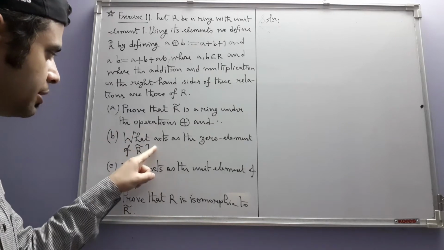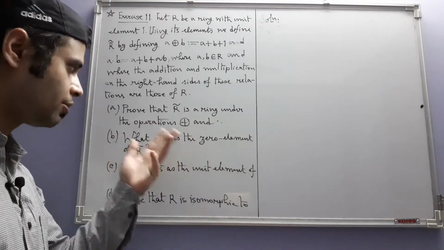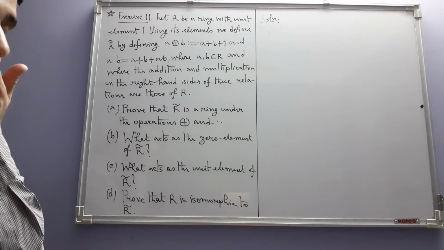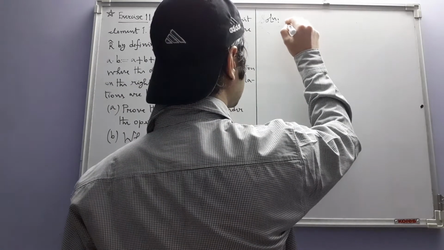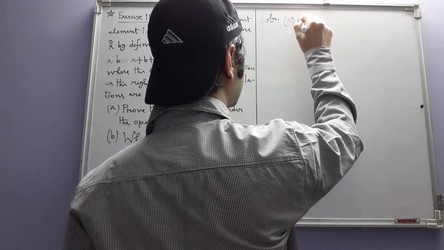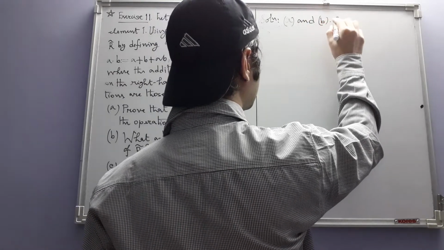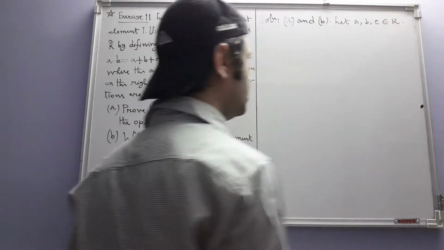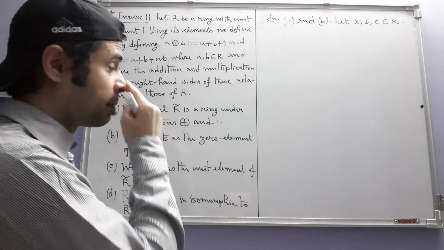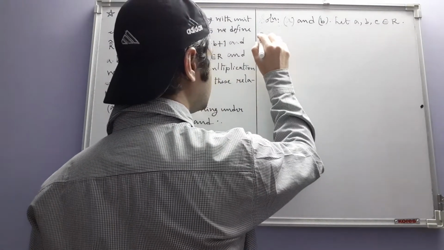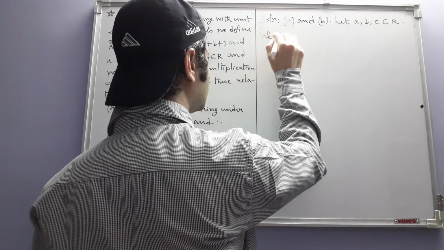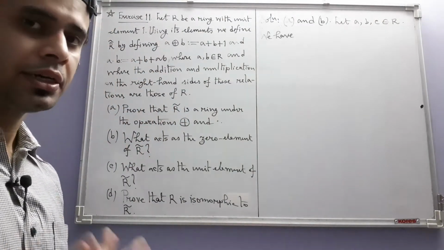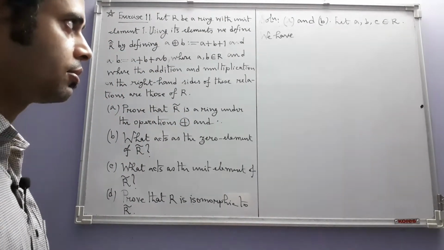And we also have to show in the next part, we also have to figure out the zero element in R tilt. So these two things we will do together. So parts A and B. Let us consider three elements a, b and c. We are considering any three elements because we will need to show associative law. That's why we considered three elements.